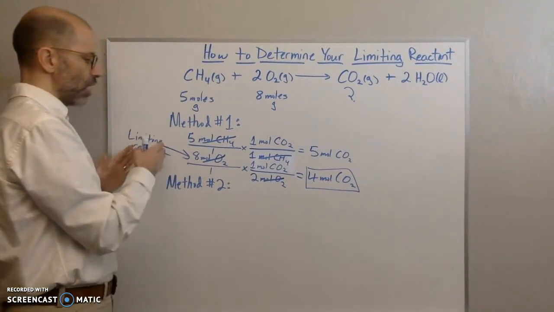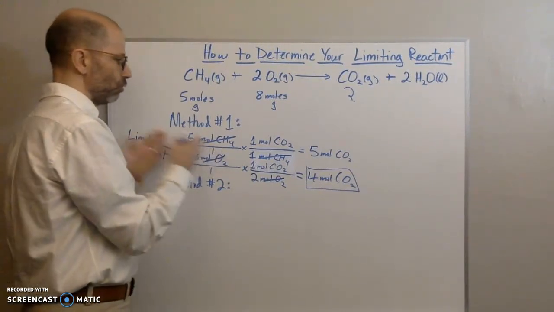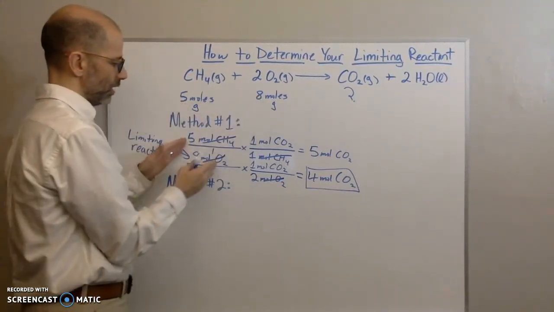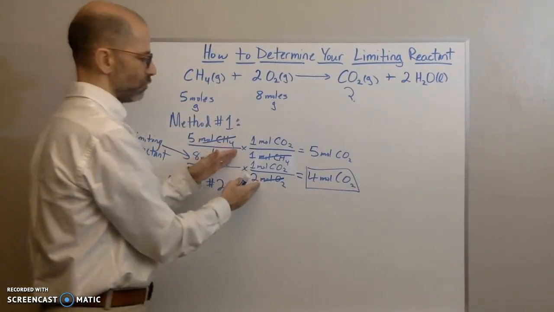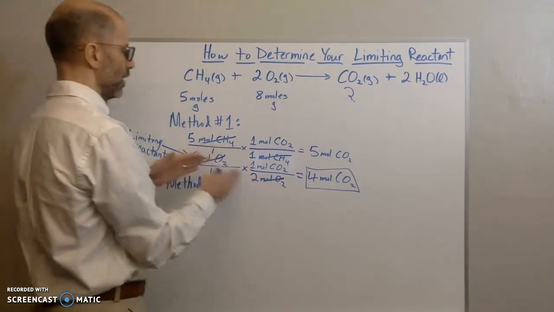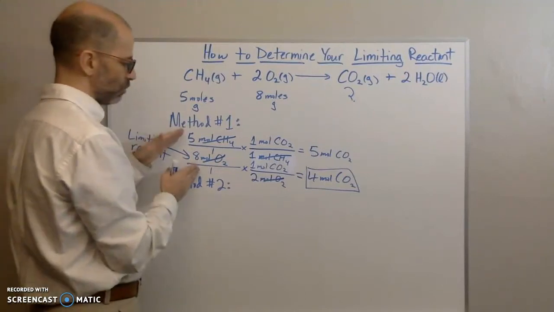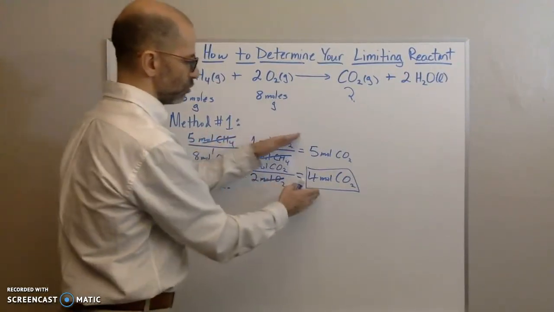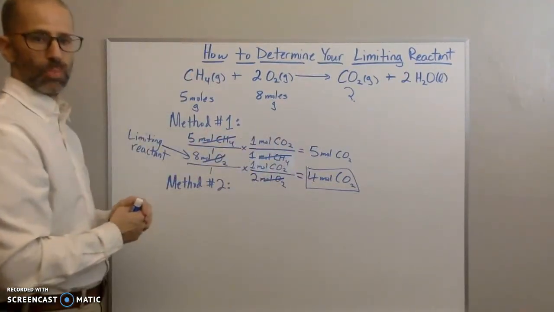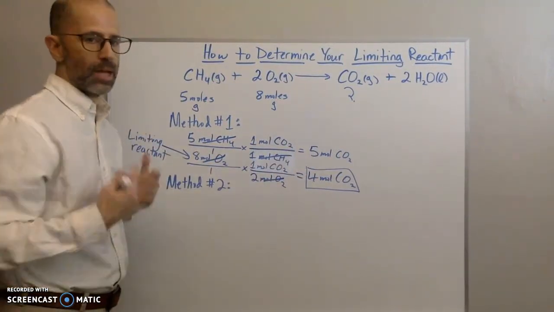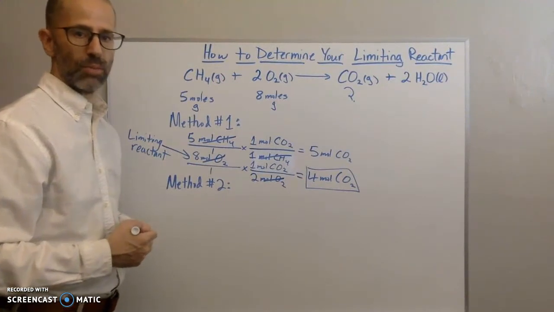So where you start, with grams or moles, depends on what they give you in the problem. If they give you moles, then you start with moles and you convert using the mole ratio. If they give you grams, then you start with grams, convert the grams to moles, and then use the mole ratio to convert to your product, and then you compare which one gives you the lesser amount. So it just depends on what they give you in the problem.